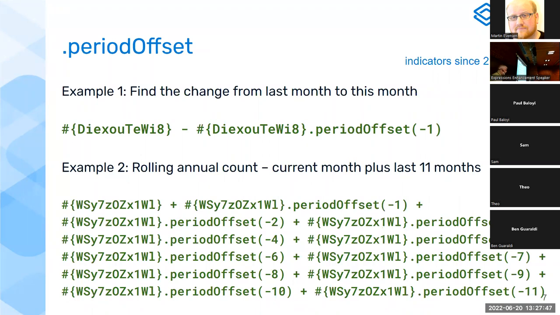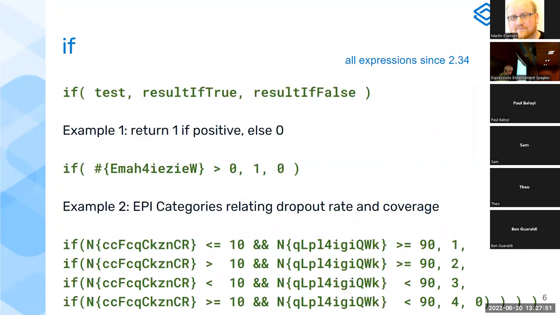The period offset function. This was in the, oh yes, another question. The question is what's possible with textual analytics. In the last couple of releases, we've done some work in validation rules and predictors on being able to compare textual data values. Not yet in indicators, because it's really assuming that everything you're working on is numeric. But since 2.36 you could have a validation rule or a predictor that compares a data element value with a quoted text string, and that should work.